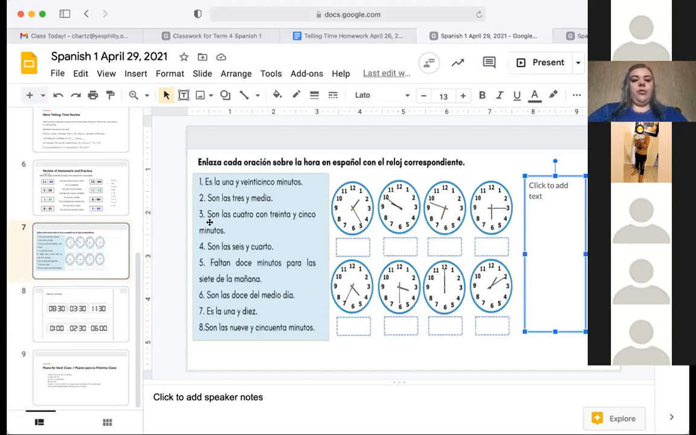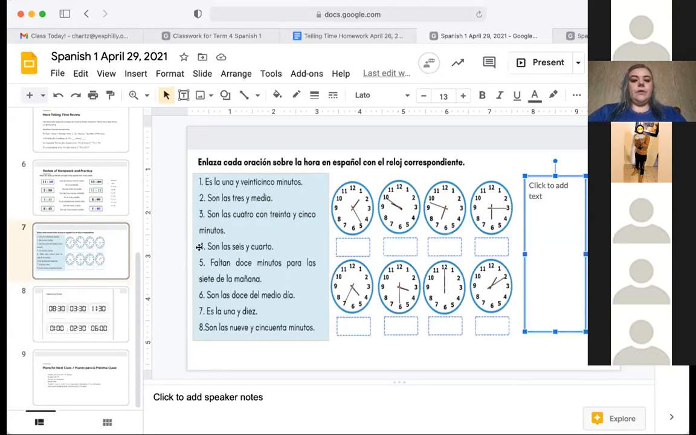So for number three, we have son las cuatro con 35 minutos. Does somebody want to tell me what that means? For the third one, we have son las cuatro con 35 minutos. So that means it's 4 o'clock and 35 minutes. So it's 4:35. So if we look at the clocks, it's this one down here, right here.